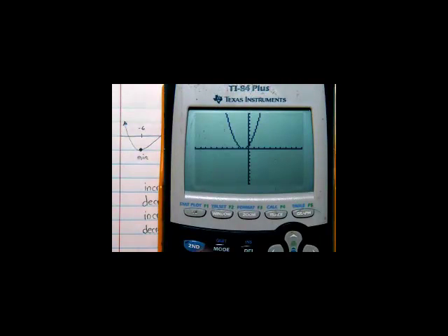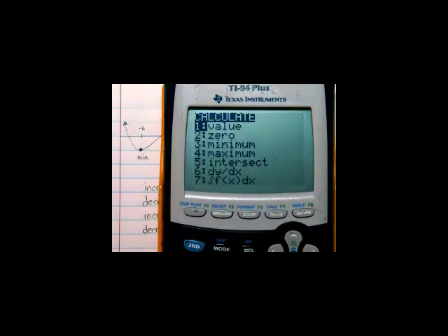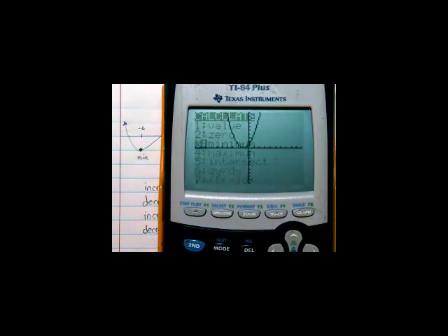Okay, so if we go second calc, we can do a maximum or a minimum right here in that same menu where we did the zeros before. Okay, so if we go minimum, it's going to want a left bound and a right bound again. So you're going to move the little cursor along your graph to the left of where you think the minimum is, hit enter, and then it wants a right bound. So you go to the right of where you think the minimum is, hit enter, and then it's going to do a check in between.